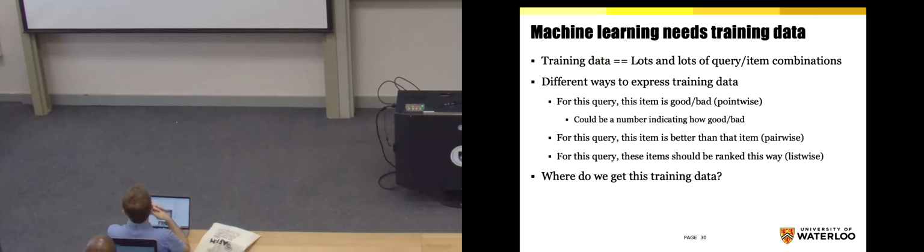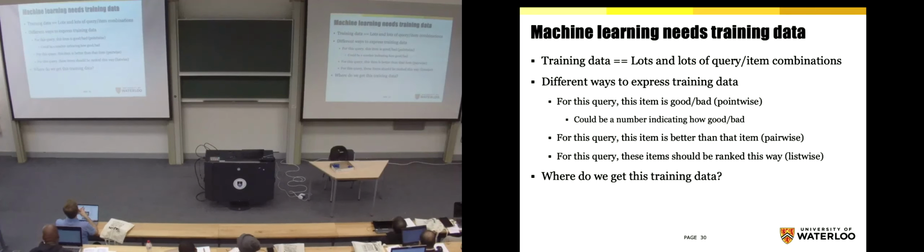Okay, so machine learning needs lots of training data, which means lots and lots of query item combinations. Basically, what we do, depending on the ranker, is you say, okay, this is good, this is bad. For this query, this item is good or bad. You can also say things like, for this query, this item is better than that item. Or you can say, for this query, this is how you should rank these items. This is the kind of training data that goes into the machine. So any machine learning algorithm in the world is going to need tremendous amounts of training data.